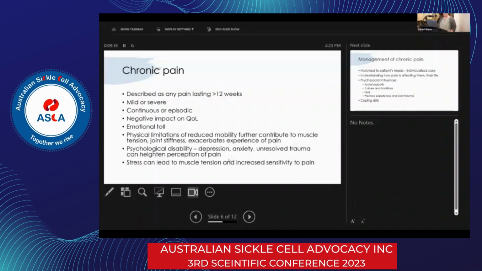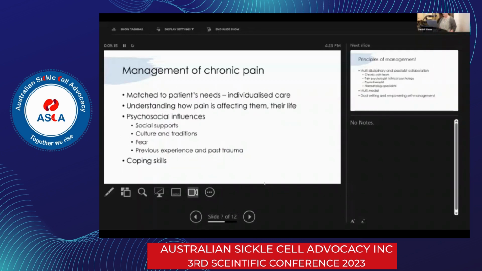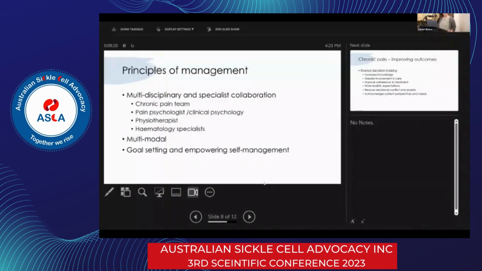We also know that stress can lead to muscle tension and increased sensitivity to pain, and we can't take stress out of people's lives, unfortunately. I'd be worth a lot of money if I could. So it's about learning how to manage and recognise times of stress, and having that extra self-care around those episodes: exam time, for example, new jobs, finding a house.